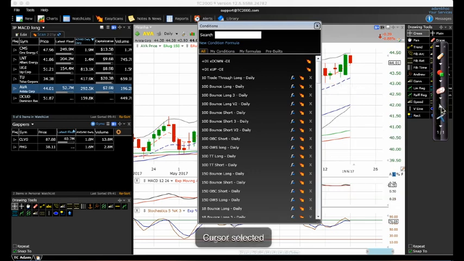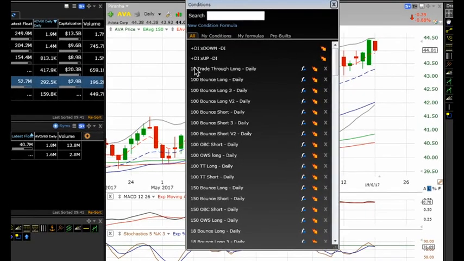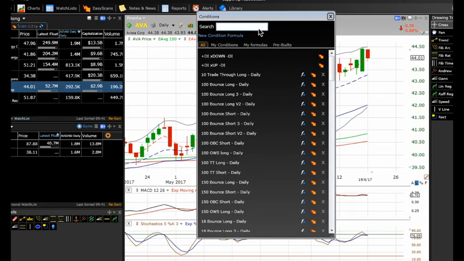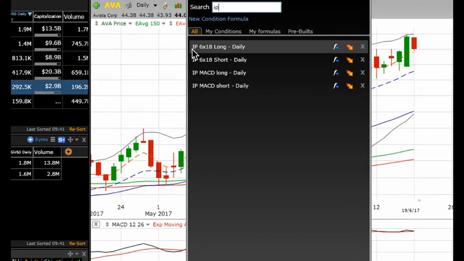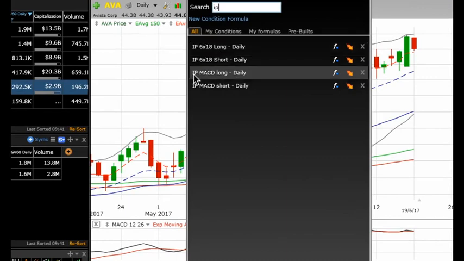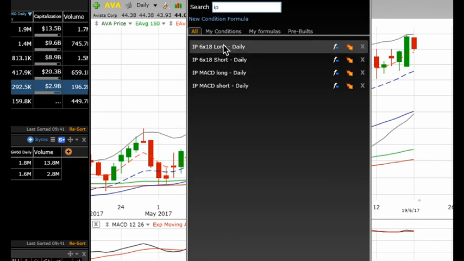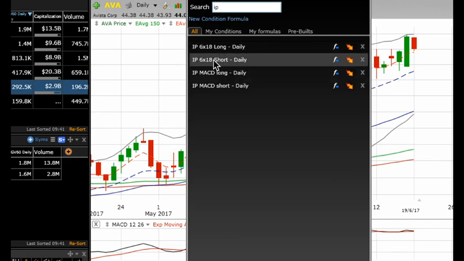So over here, you can see that these are all ready-made scripts that I've created, and I'll show you the ones I'm talking about. There we go. So these are the 4. We've got impulse pullback 6 cross 18 long, impulse pullback MACD long. These are the 2 longs, and these are the 2 shorts.